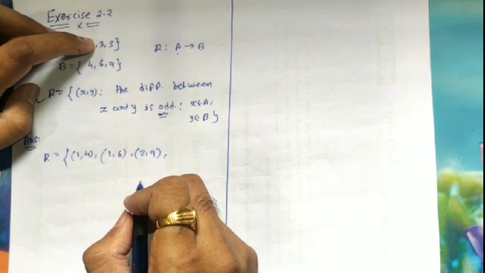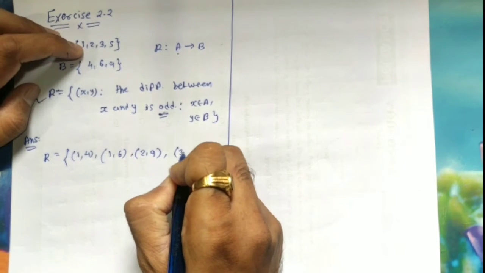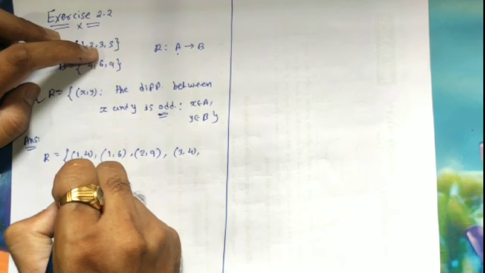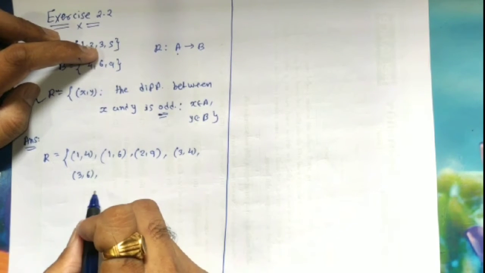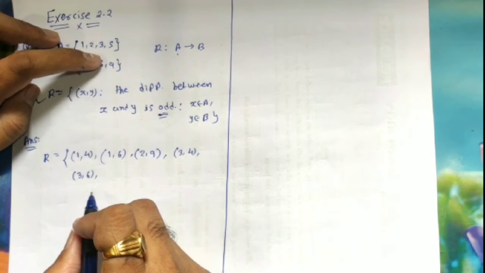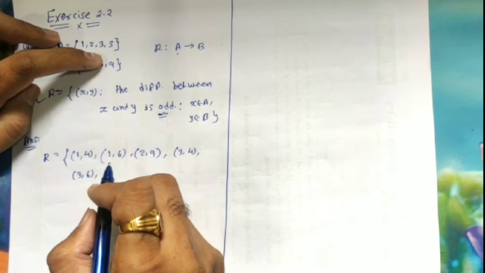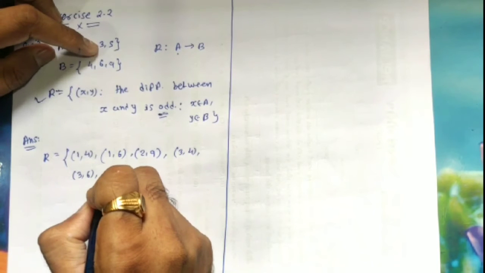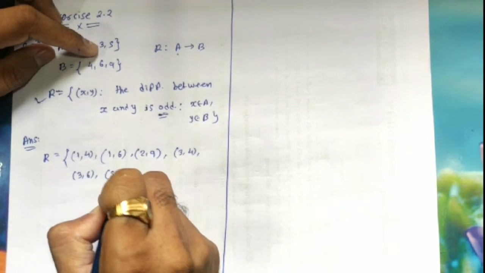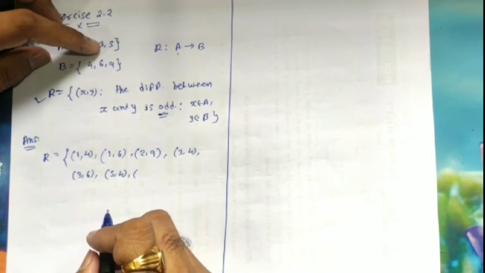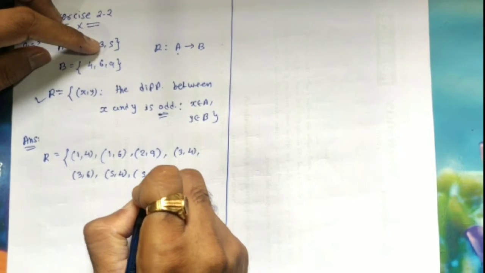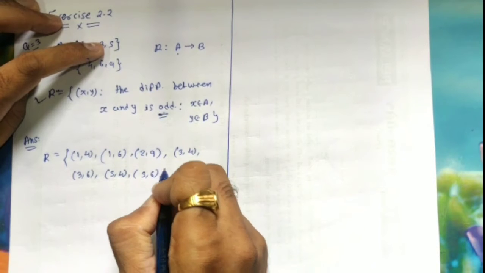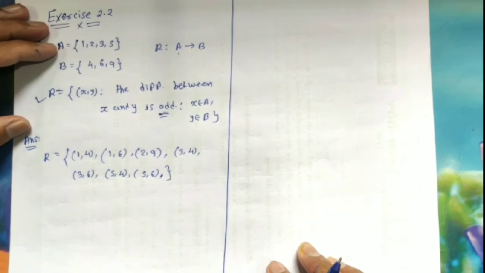Then we start with 3. (3, 4): the difference is odd. (3, 6): again the difference is odd, 6 minus 3, larger number minus smaller number. (3, 9): the difference is 6, which is even, so we can't take (3, 9). Then we consider 5 and 4. (5, 4): the difference is 1, which is odd. (5, 6): the difference is odd. And (5, 9): the difference is 4, which is even.